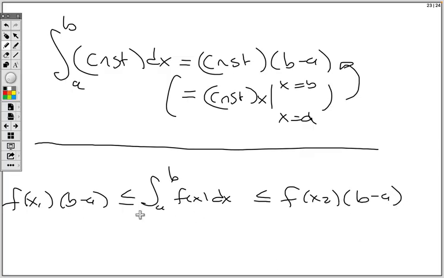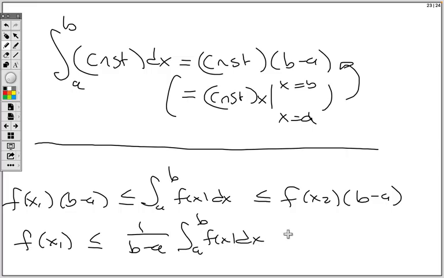And now I'm going to divide through the inequality by b minus a. And since b minus a is a positive number, I don't need to worry about flipping any of the inequalities. So I get f of x1 is less than or equal to 1 over b minus a times the integral from a to b of f of x dx, which is less than or equal to f of x2.